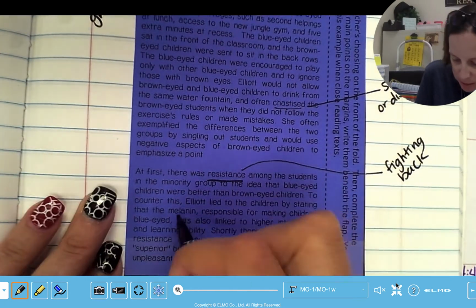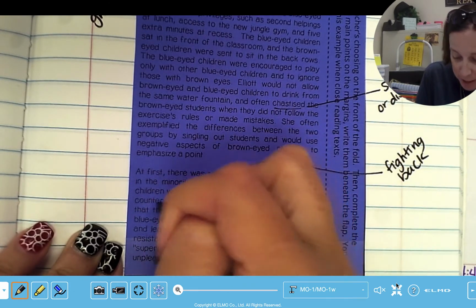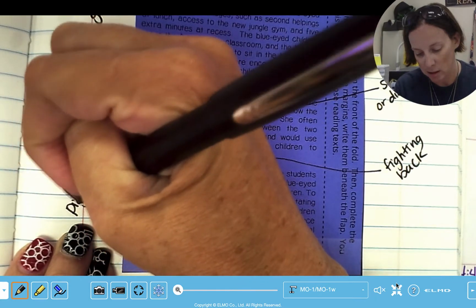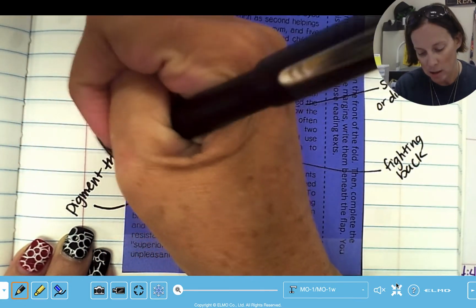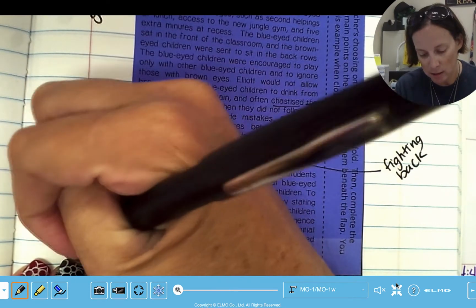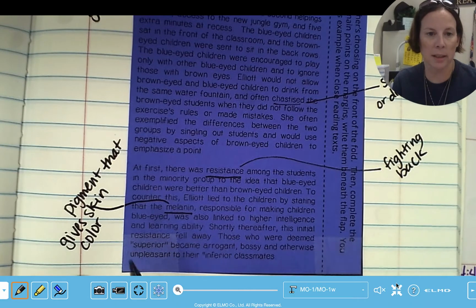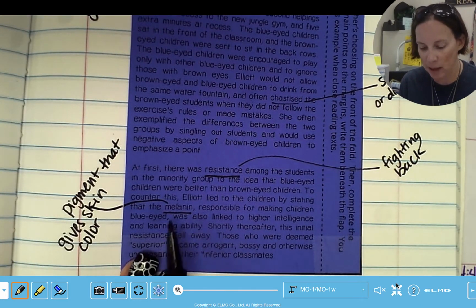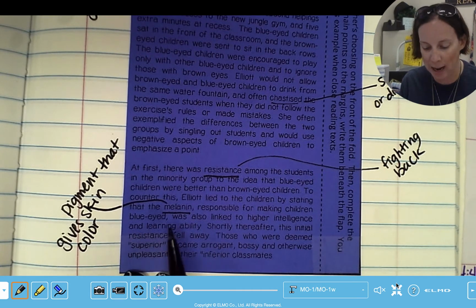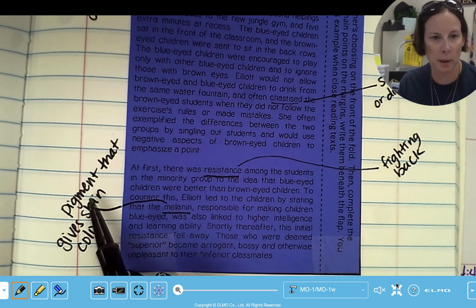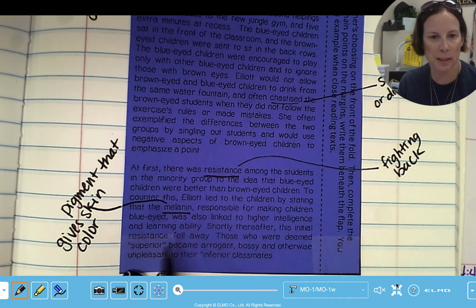And then we also did melanin, which I had to call Mrs. Galletti to find out this is the pigment that gives skin color. It's kind of important to know that melanin gives skin color, because if you actually read this, she says that the melanin responsible for making children blue-eyed was also linked to the higher intelligence. Well, melanin isn't in your eyes. It's the pigment for your skin. So it has absolutely nothing to do with your eyes.